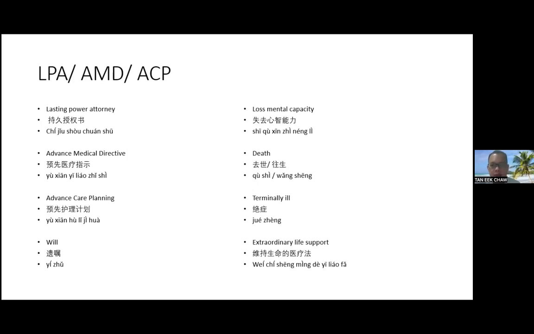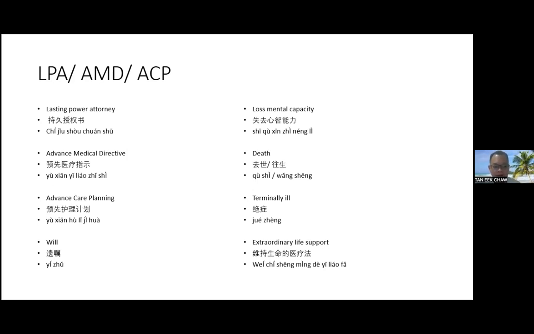So for this, you can actually Google what lasting power of attorney and advanced medical directive are. It's actually very easy. You can Google the form, print it out and fill it in, and then look for any primary care clinic that is accredited to do LPA. They can sign for you and make sure you understand what it is, and then you submit to the respective department, and then they can document it for you.